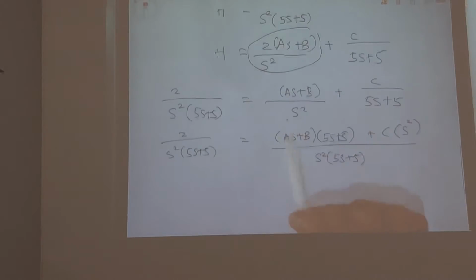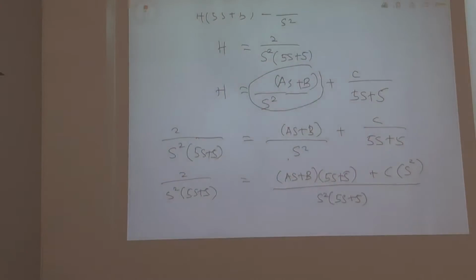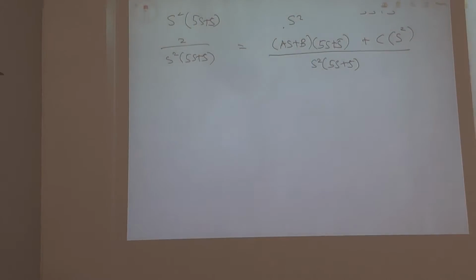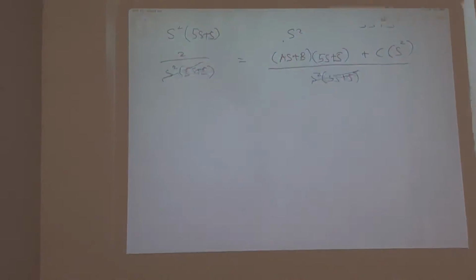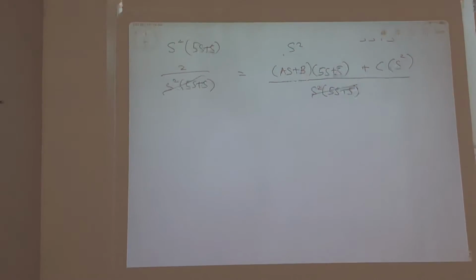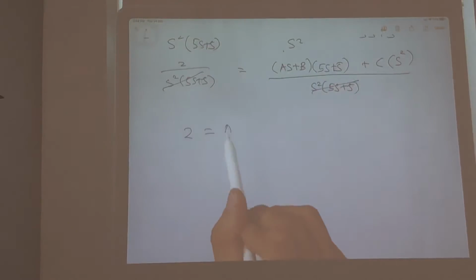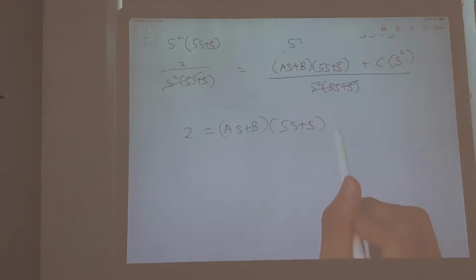This one delete, like that, right? Okay, so the top also we don't have the 2. Because this side have, but when we break it, we actually only consider the 5 as plus b, okay? So now the bottom actually can cancel out. This one can cancel out, right? So what I left here is 2 equal to As plus B multiply 5s plus 5 plus Cs power 2. Okay?